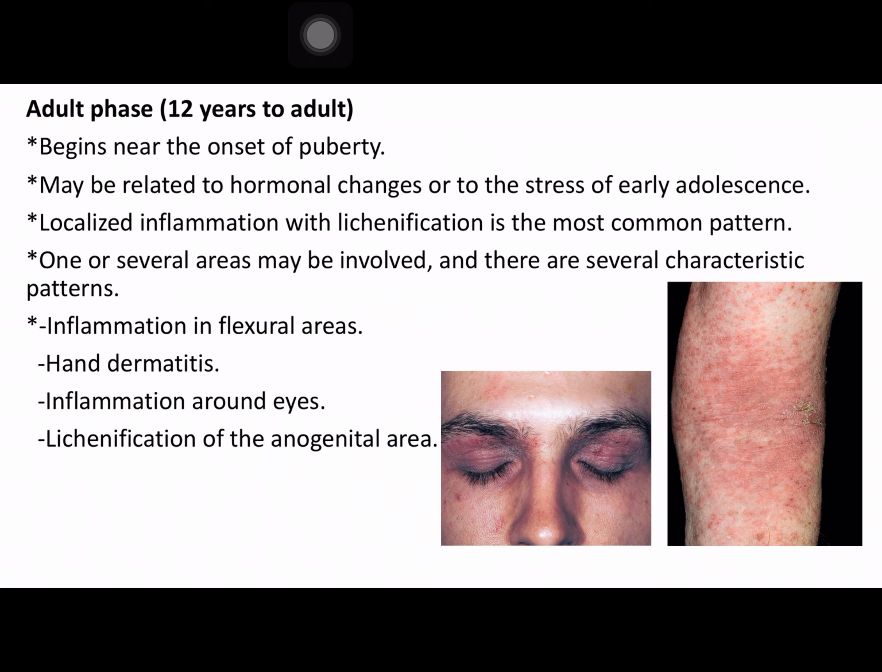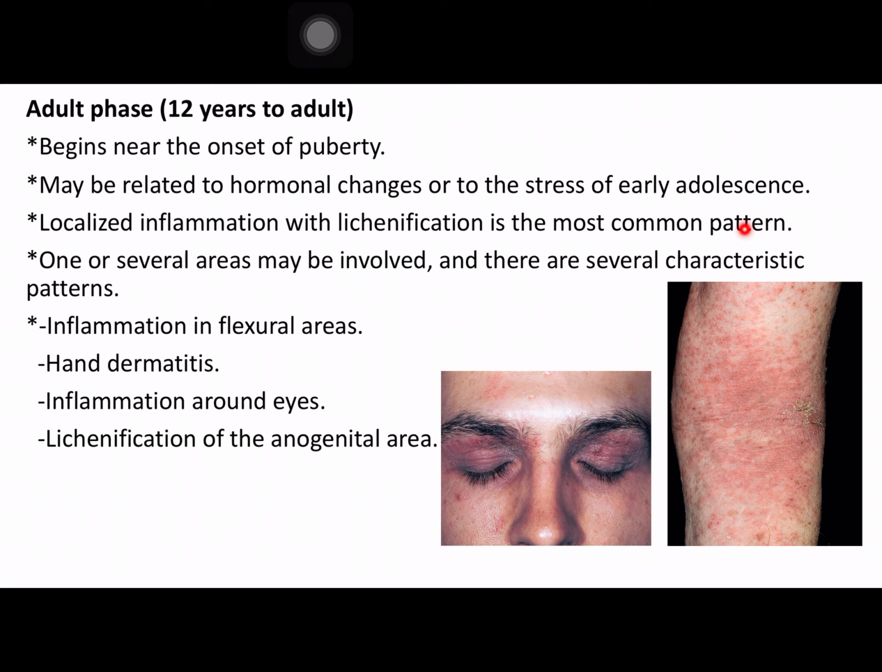In the adult phase, from 12 years to adult life, the onset of this phase at puberty may be related to hormonal changes and stress in early adolescence. In this adult type, there is mainly localized inflammation and flexural involvement. Lichenification is the most common pattern. One or several areas may be involved, and there are several characteristic patterns.